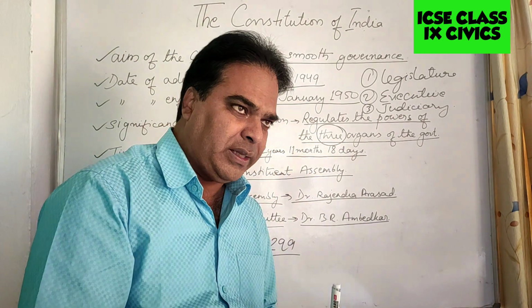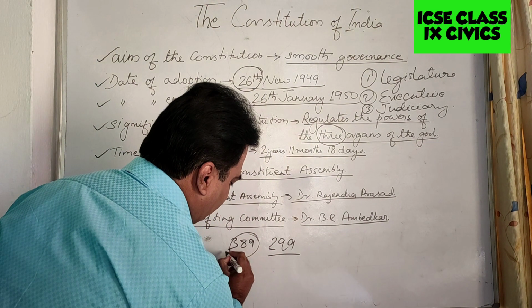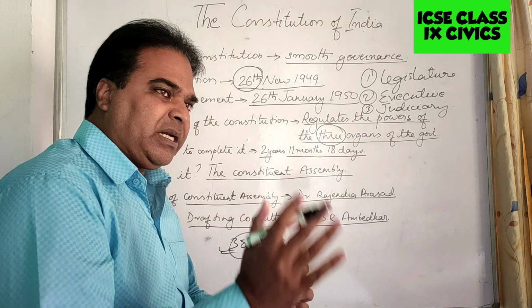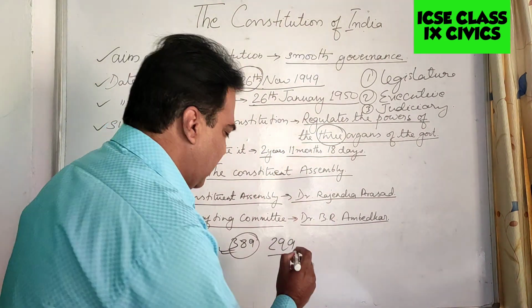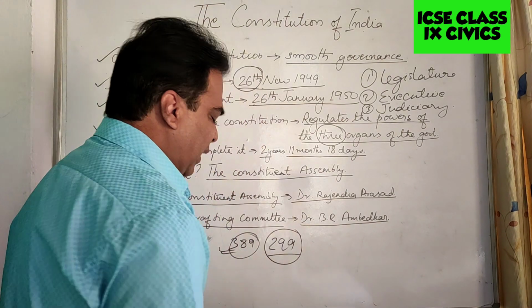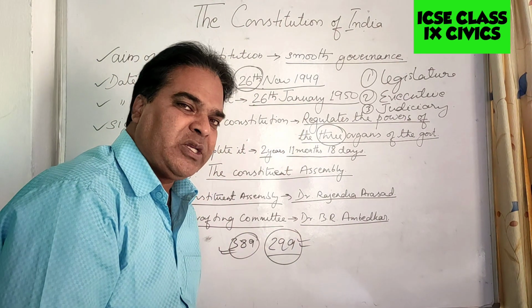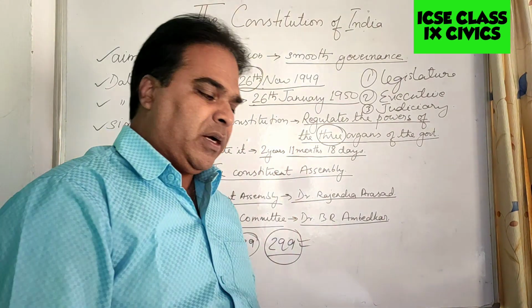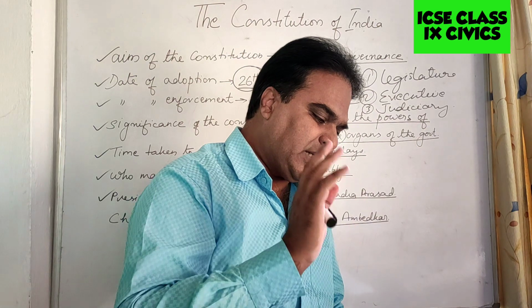So don't remember all this. Just remember, originally it had how many members? 389 members. So after the partition, that is when India was partitioned and Pakistan was created, then the membership was reduced to 299. So these 299 members were given the responsibility to frame the constitution of our country. Okay, children, is that clear?